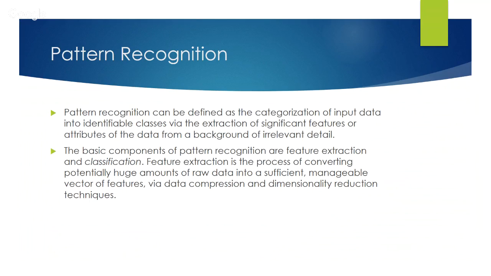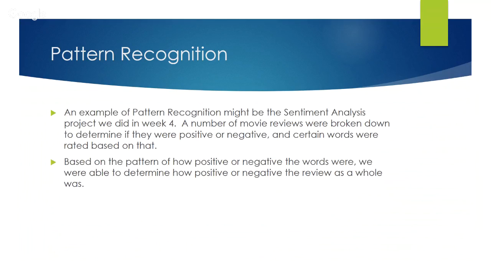happen next. The basic components of pattern recognition are feature extraction and classification. The feature extraction is the process of converting potentially huge amounts of raw data into a sufficient, manageable vector of features via data compression and dimensionality reduction techniques. Now, that's a big word for saying we're going to look for patterns in a whole lot of data and kind of break it down.